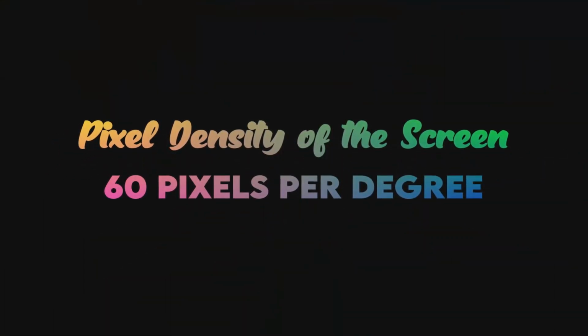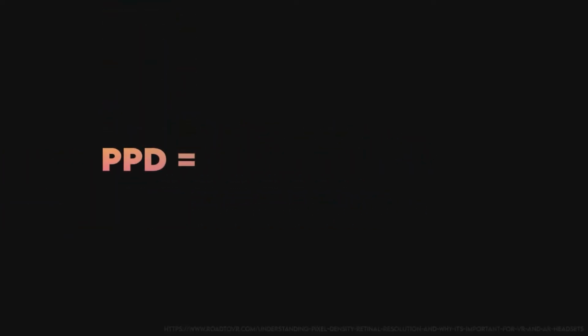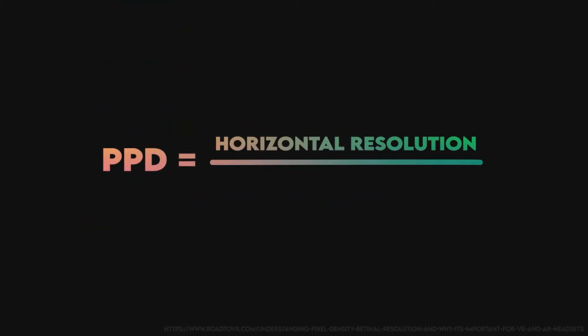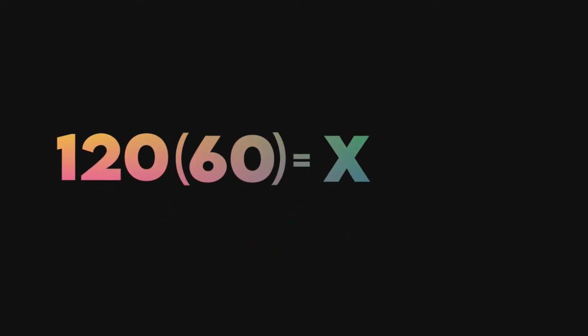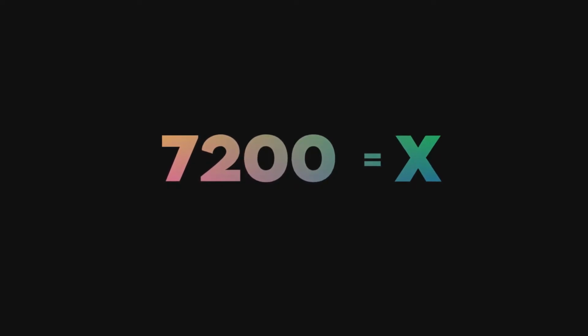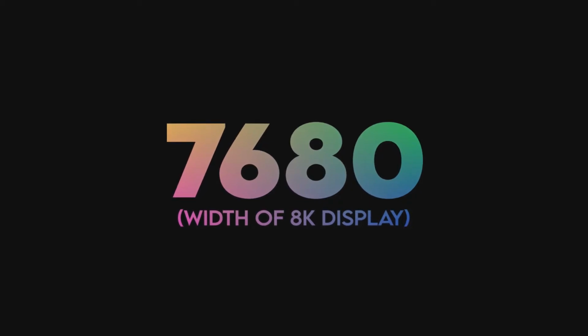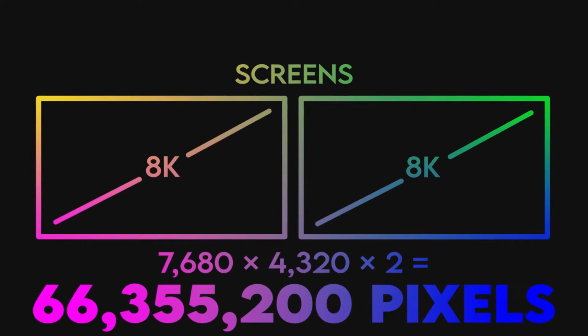If we were to say, for the sake of simplifying things, that the field of view for each eye is 120 degrees, which is the full field of view of the human eye, now we can calculate the PPD by dividing the horizontal resolution of the screen by the horizontal field of view. We have 2 of those components, so some simple algebra will get us a horizontal resolution of 7200 pixels. That's pretty darn close to 8K, so for the sake of ease, I'm just going with dual 8K screens. That is a lot of pixels.